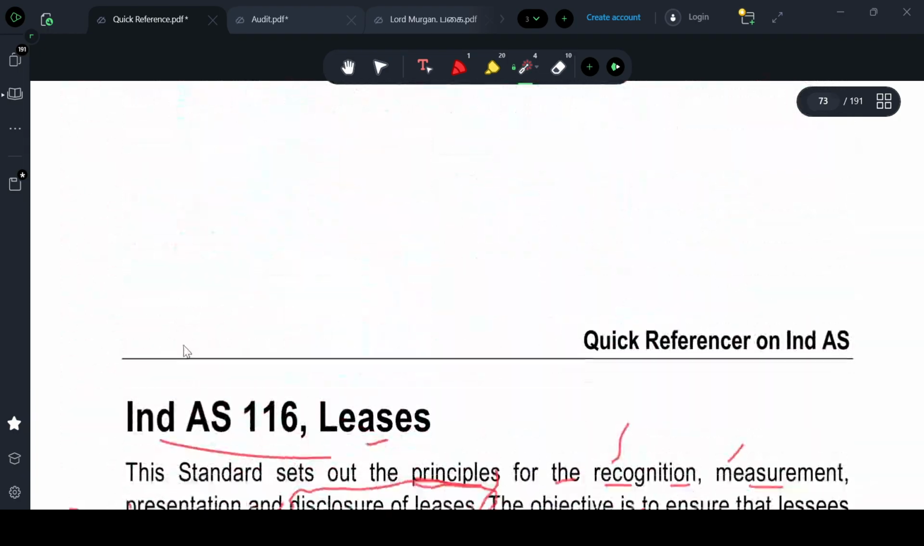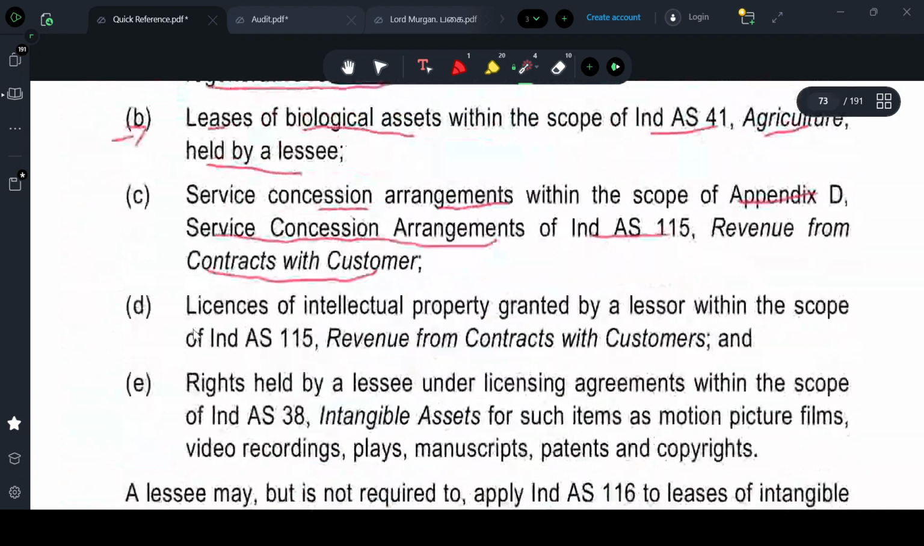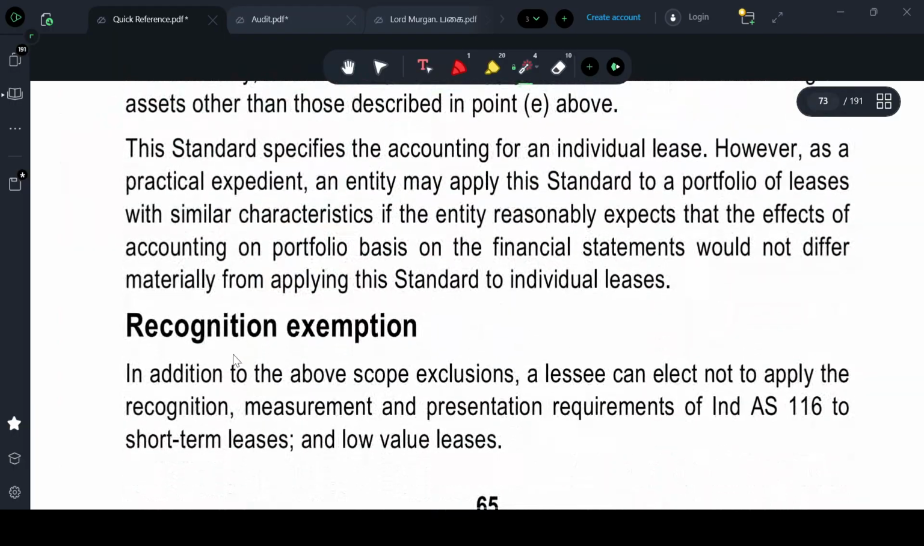That's the question that may arise now. In that case, if it's a very small amount of value or a short-term period, then this lease standard won't even apply. That is what has been said.